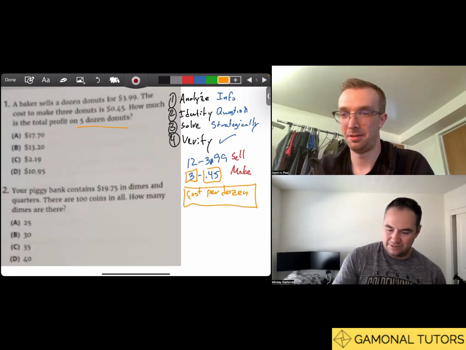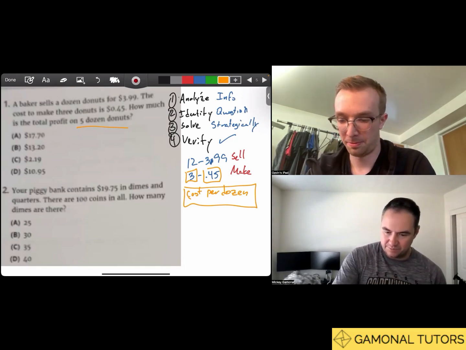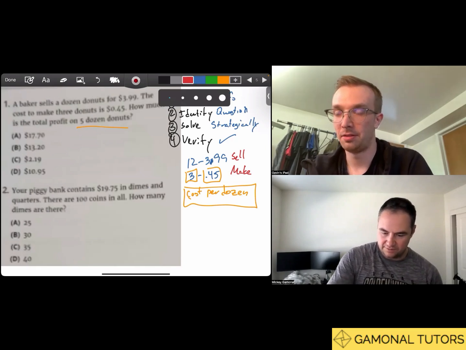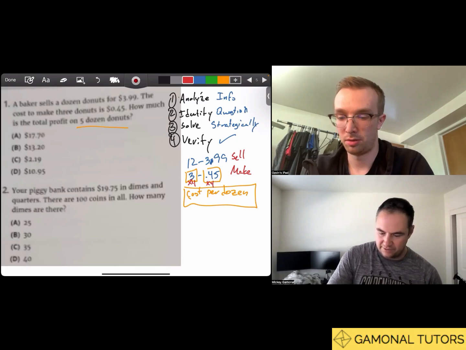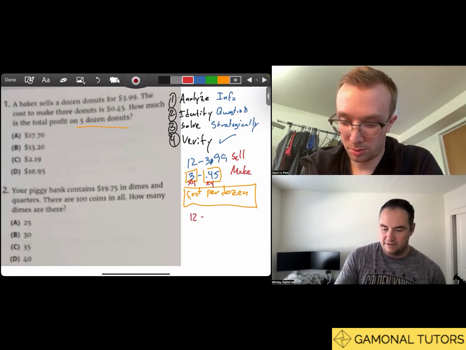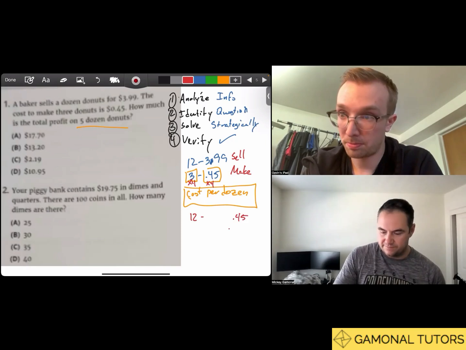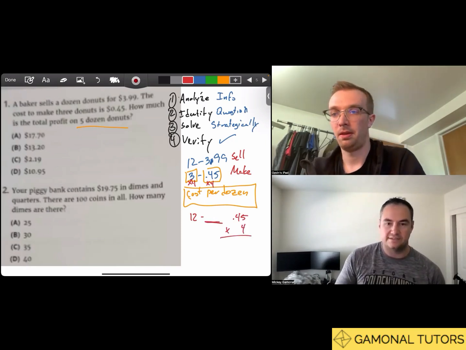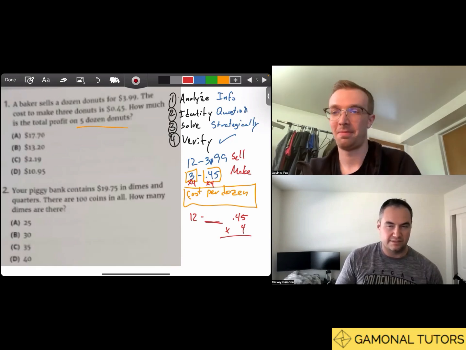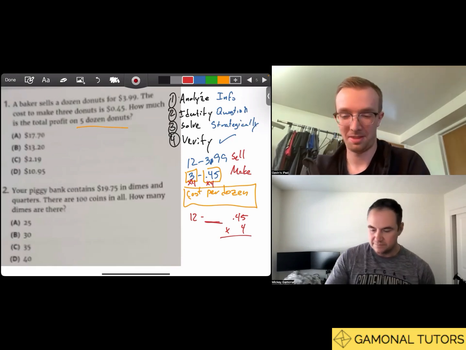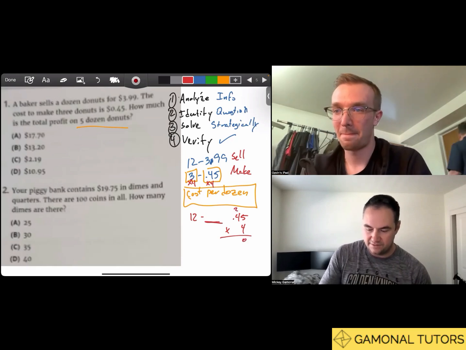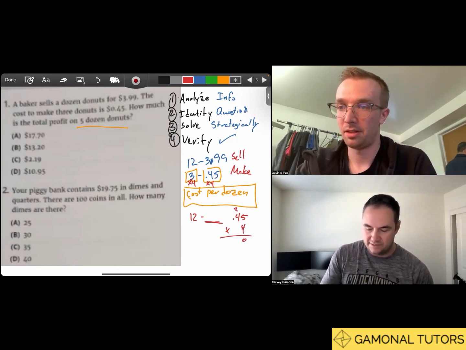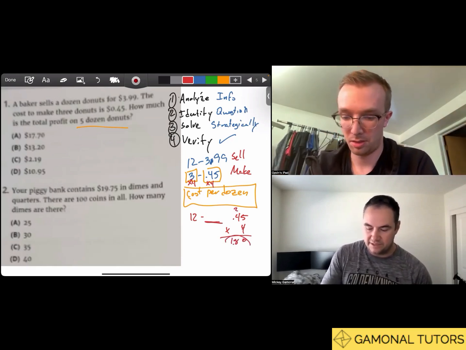So what I'm going to do is take this and times both of these by 4. I'll do it in red. When I times this by 4, I get the 12, which is what I want. And then 0.45 times 4 is going to give me the cost for that dozen. Does that make sense? Cool. So 5 times 4 is 20, carry the 2. 4 times 4 is 16, 17, 18. So it costs me $1.80 per dozen.